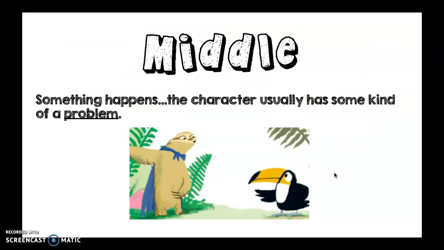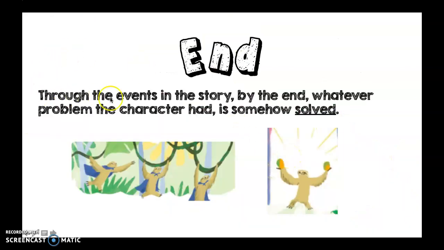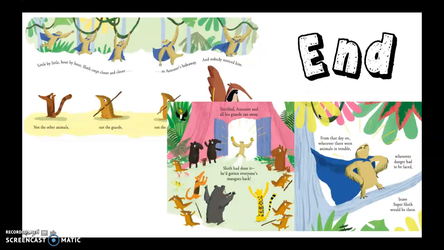Do we know how they're going to solve that problem yet? Nope. In the middle, some other things happen and we see what our character does to try to solve the problem. And then at the end, he solves the problem. He saves the day. So through the events in the story that happened in the middle, by the end, whatever problem the character had is somehow solved. So remember, even though he was super slow, he used that to his advantage because he was so slow, nobody noticed him. And so at the end, he was able to sneak in and get the mangoes back. And he saved the day.